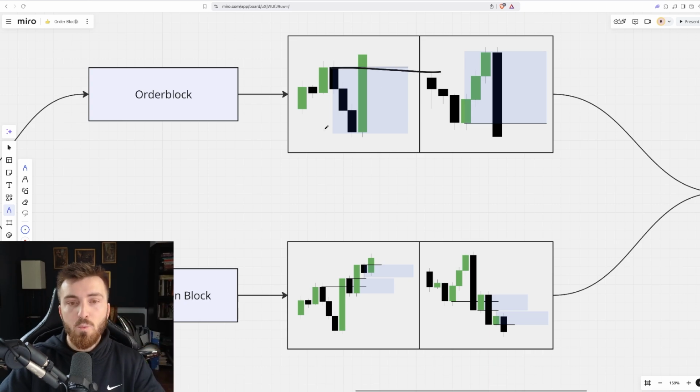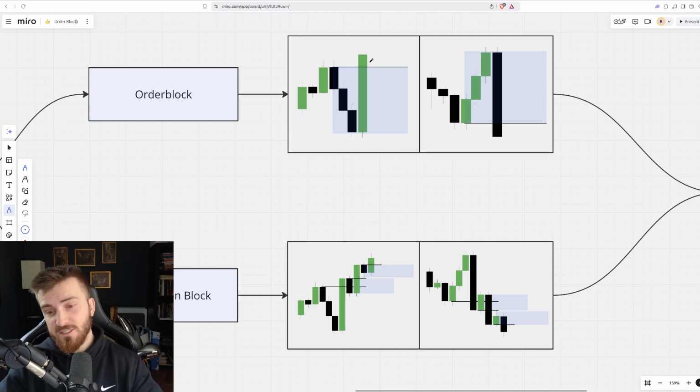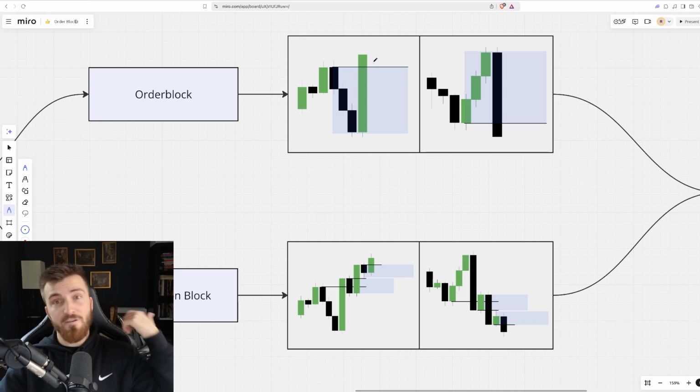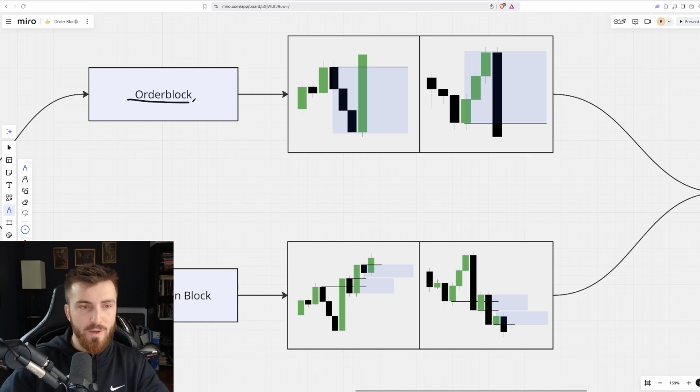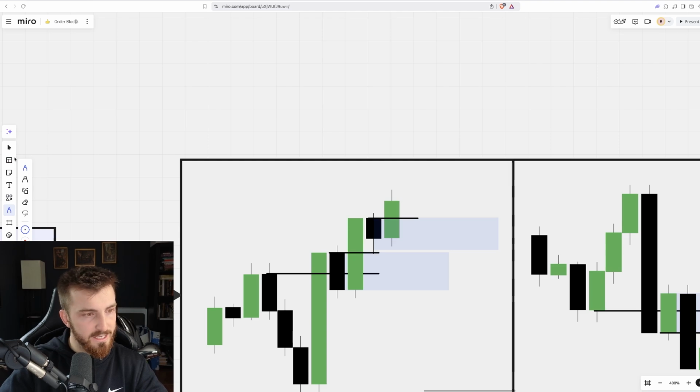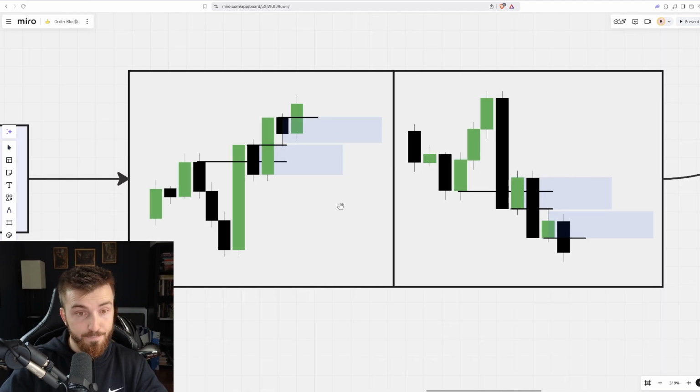So personally, we always look at the body of the candles that form the down move before the move higher. Doesn't matter if it's 1, doesn't matter if it's 3. You always look at all of the candles, right? So we have the normal order block, and then we have the continuation order block. This is basically the continuation. You can see it here in blue.